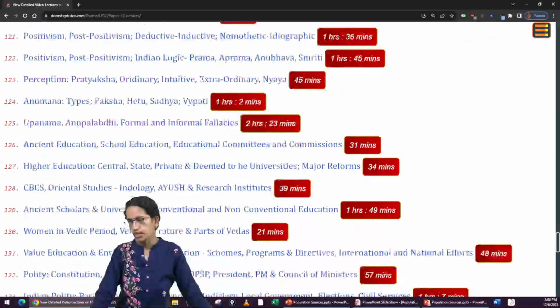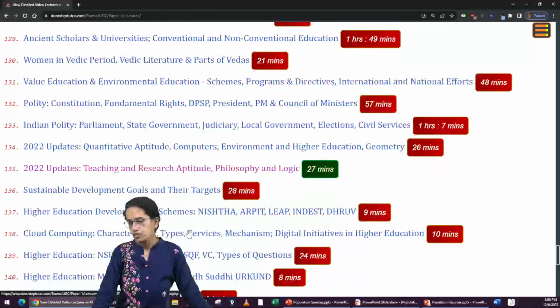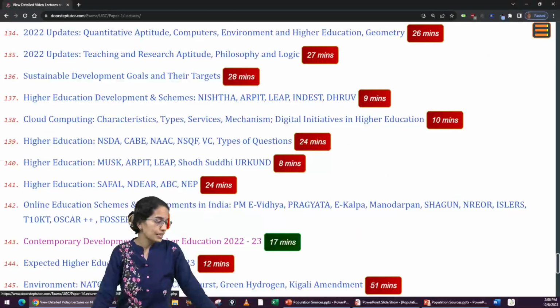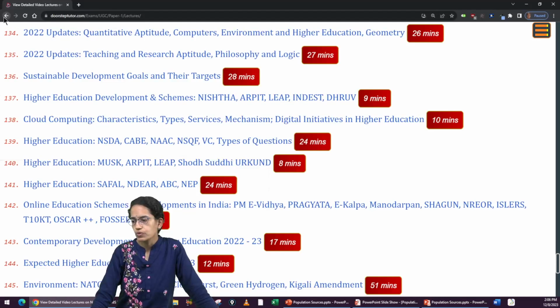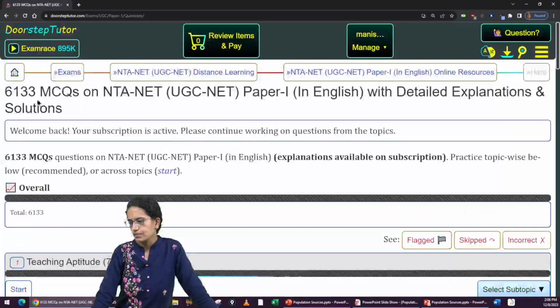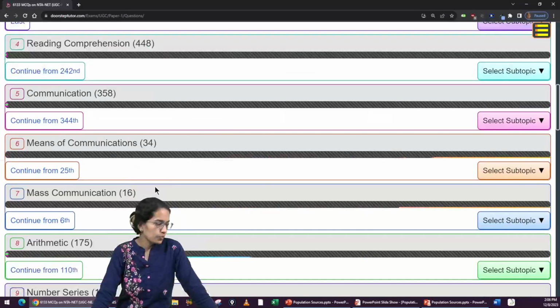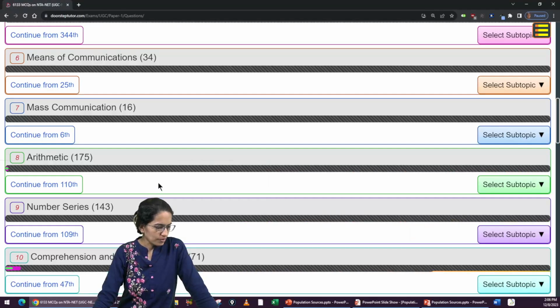The questions related to the sections on philosophy are covered here, and then the Indology and Ayush concepts, the ancient universities, the role of women in the Vedic period are covered. So those are some of the important topics that you must cover for your upcoming examination, and do practice the question bank. If you go to the section on question bank, there are more than 6,000 questions. You can select the topic which you want to practice more, and based on that you can prepare accordingly.